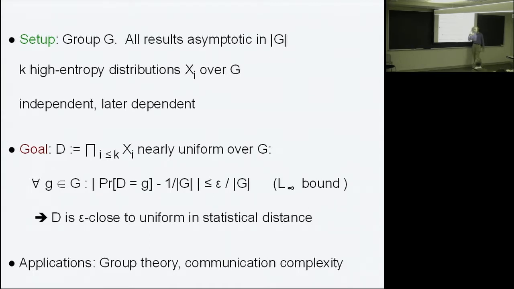I'm going to mean that every element in the group is obtained by the product distribution D with a probability which is very close to 1 over the size of the group. So it's going to be 1 over the size of the group plus or minus epsilon over the size of the group. This is a very strong infinity condition, which in particular implies, if you just sum over all group elements, a perhaps more standard statistical distance bound. So this distribution is going to be epsilon close to uniform in statistical distance over the group. Statistical distance is the same thing as L1 or total variation distance.